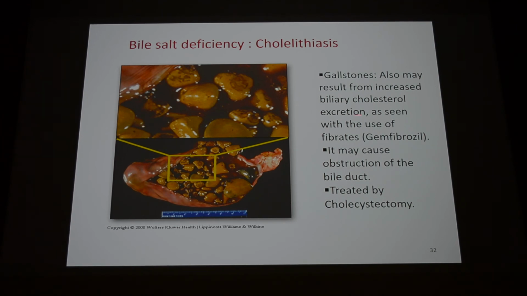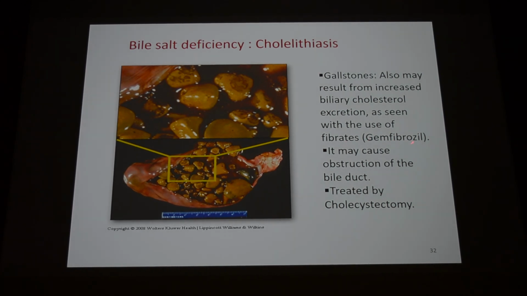The stones are made of cholesterol, and it may occur because of increased excretion of cholesterol, and also it will happen with the use of fibrates. These drugs can cause the accumulation of gallstones in the gallbladder. And these stones, because they are small, they may cause obstruction of the bile duct.